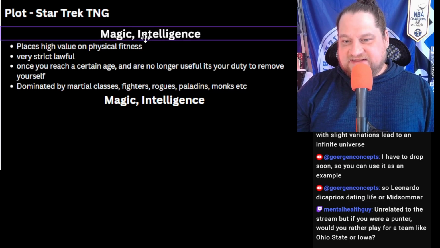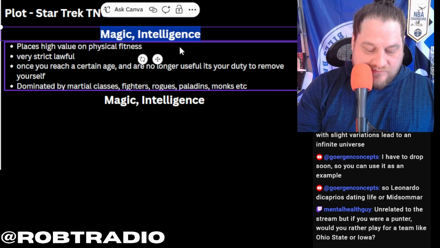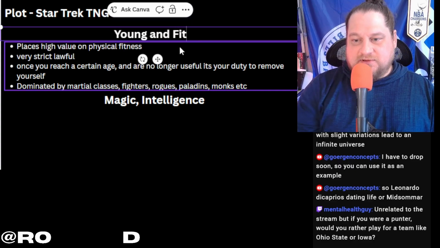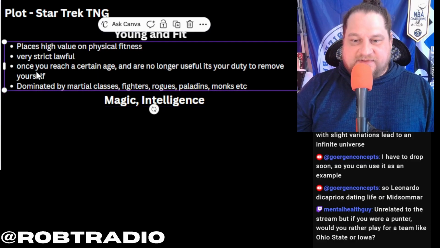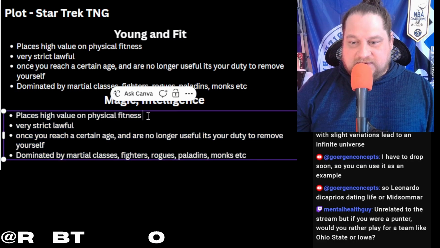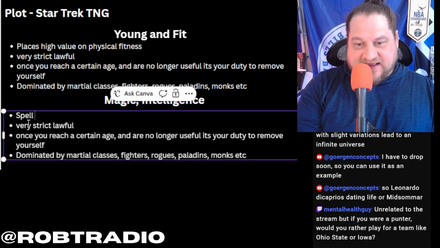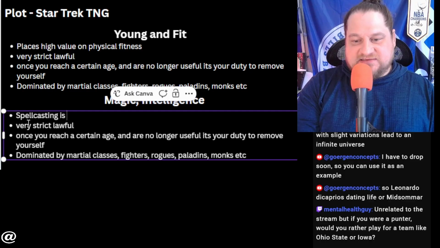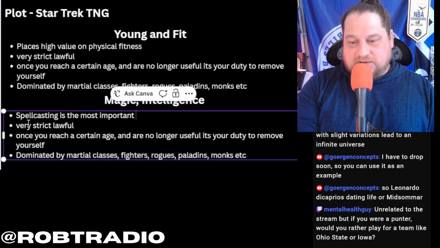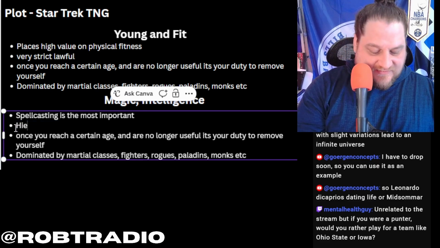So our first city here is going to be young and fit. And our second is going to be magic and intelligence. And spellcasting is the most important. I would say there's a hierarchy of spellcasters.